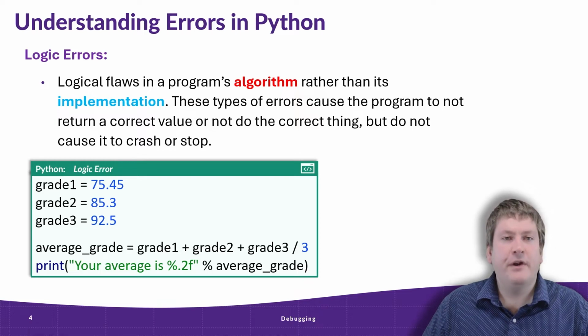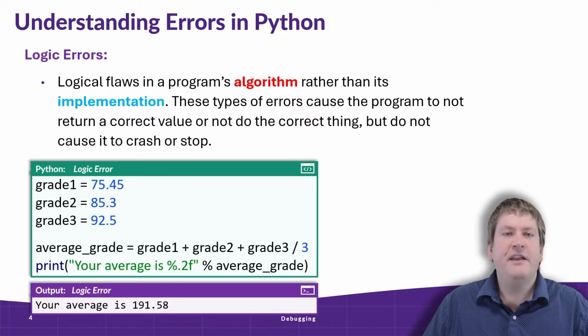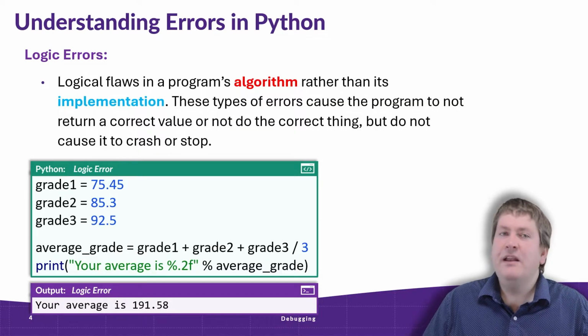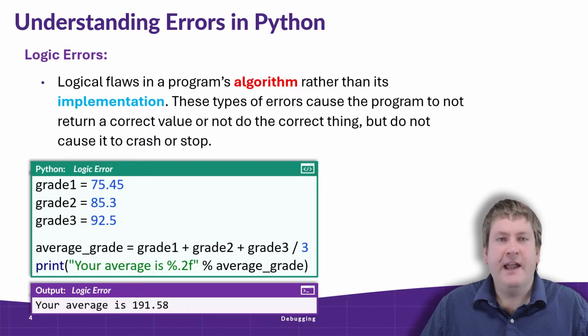However, when we run this program, we see a little issue. It says your average grade is 191.58. But that should set off a little red flag, because none of these grades are over 100, so how could the average be over 100?